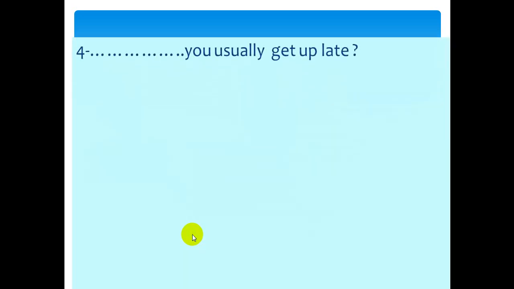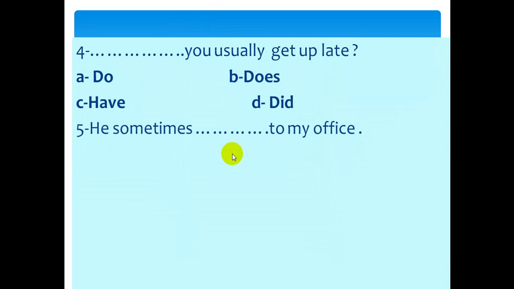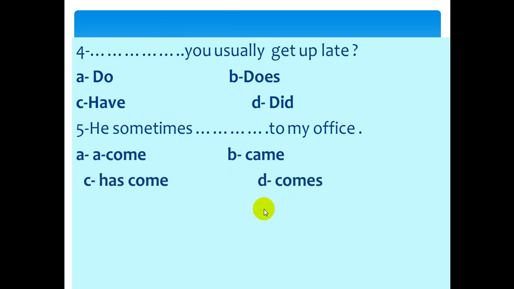Number 4: Blank you usually get up late? Do, does, have, did. Our choice is do. Notice here usually, so the tense is present simple. Number 5: He sometimes blank to my office. Come, came, has come, comes. Sometimes, present simple, the subject is he, we add s. So our choice is comes.